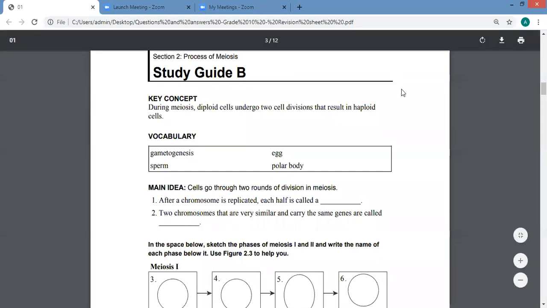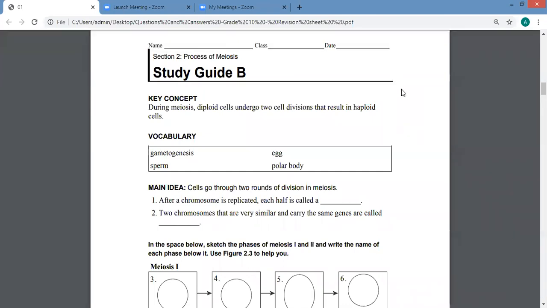Okay. In the last session, we started our revision in the fourth quarter with section 6.1, chromosome and meiosis. Today, we'll complete our revision, section 6.2, process of meiosis.